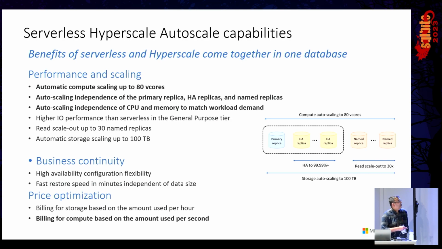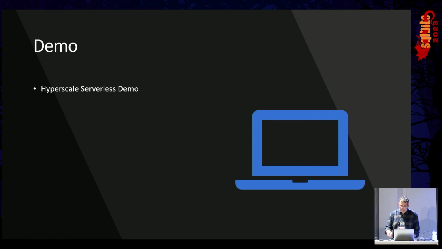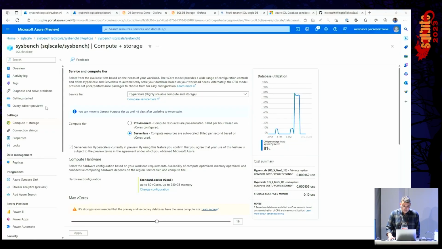Then, auto-scaling, we talked about CPU and memory. Of course, hyperscale is a higher performance tier than GP, so you get better performance, automatic storage management, all the benefits of hyperscale with the benefits of serverless auto-scale, without you having to manage the provisioned auto-scale. So let's look at a demo now of what hyperscale serverless looks like. You saw a little bit of that in the keynote, but we'll look at it in a little more detail.